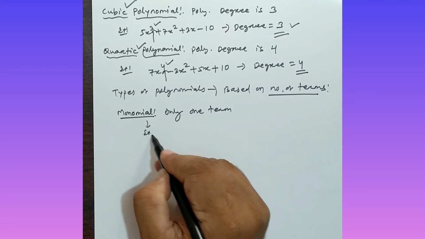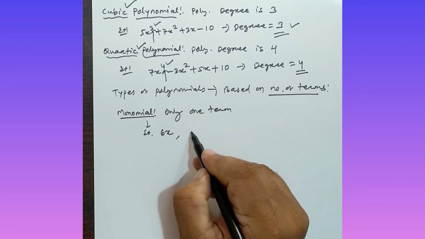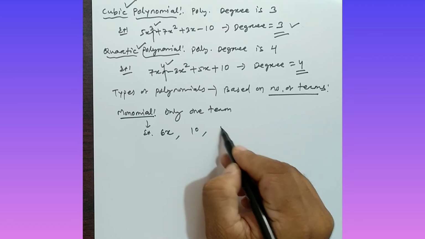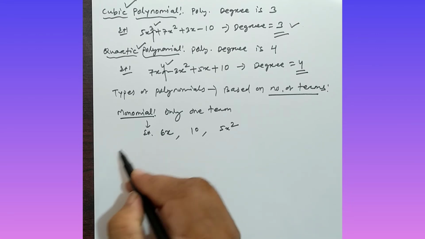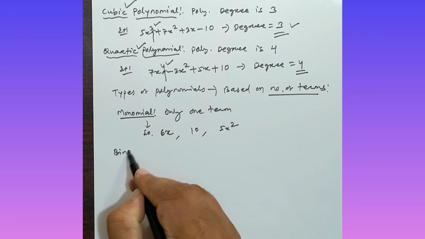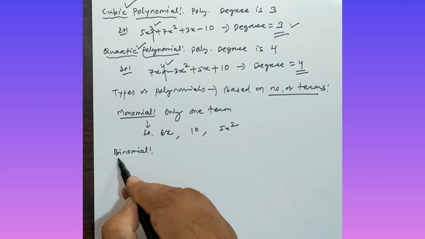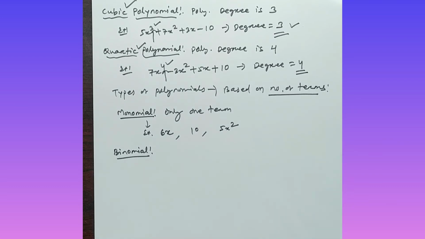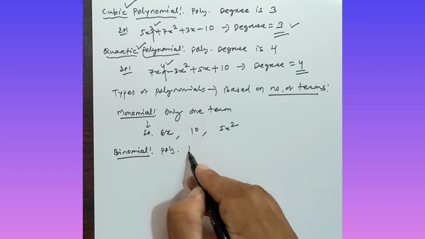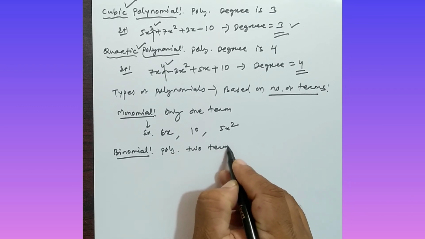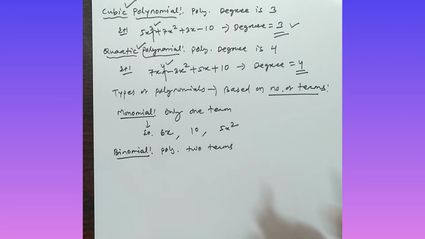Let's suppose I am saying the example is 6x, or you can say 10, or 5x square, right? So these are examples of monomial. A polynomial which has only one term is called a monomial. Similarly, there is binomial. Binomial means a polynomial which has 2 terms is called a binomial.